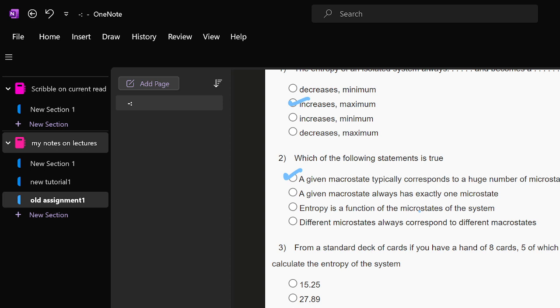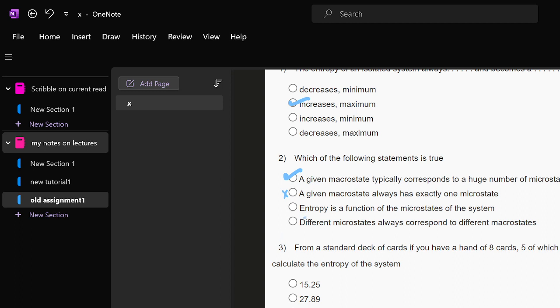There is no definite single microstate for a macrostate, because microscopically the picture is completely different. You can rearrange it in many ways and still the macroscopic or bulk properties of the system can remain the same. So the second option is not correct. I am going through the other options as well, because sometimes it is good to know through the wrong options what the physics is behind the question.